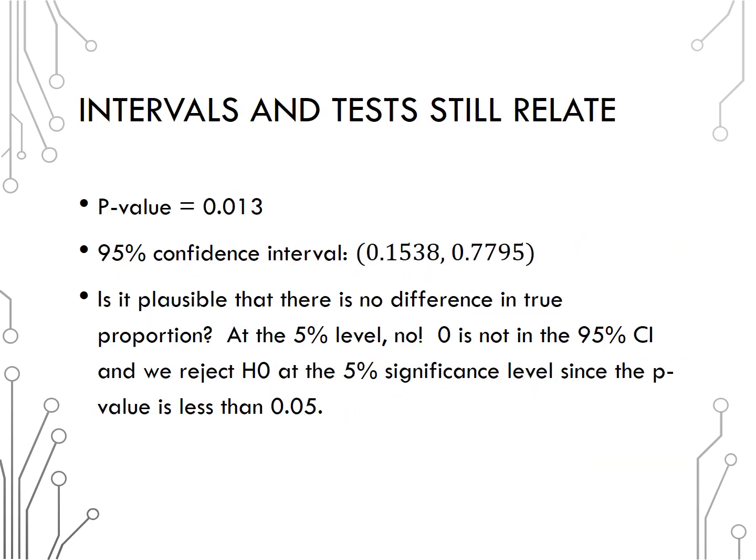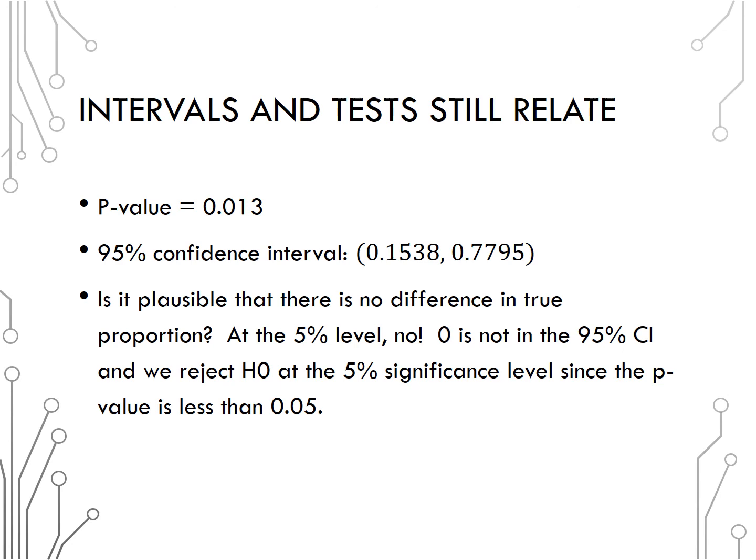Finally, remember that intervals and tests still relate. I got a p-value of 0.013 and a 95% confidence interval of 0.1538 to 0.7795. Is it plausible that there is no difference in true proportion? At the 5% significance level, no.